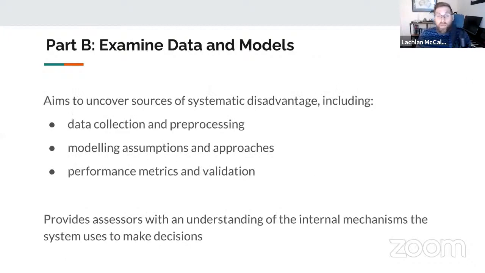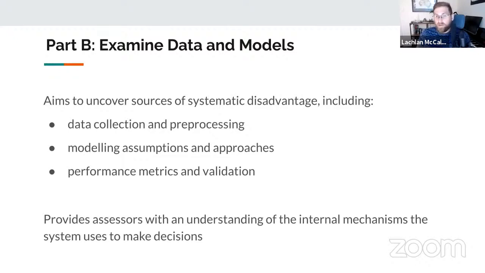So in part B, we then dive a little deeper into the models and data used by the system. As we know, data collection, preparation and use, the modeling assumptions that go into building predictive models, the objectives encoded into those models and to the system more broadly, can all be sources of unwanted systematic disadvantage. In some cases as well, these types of biases are not revealed by standard fairness measures.